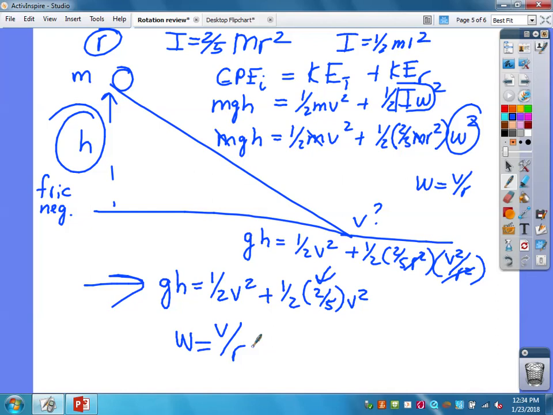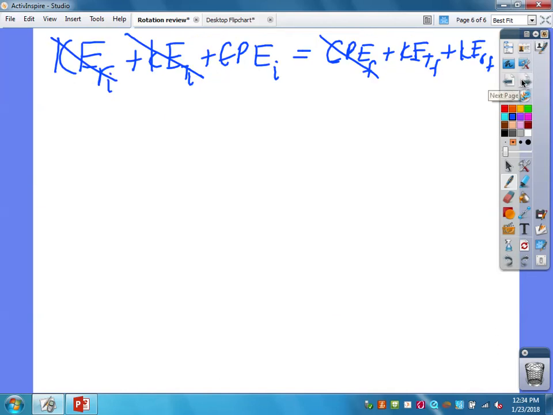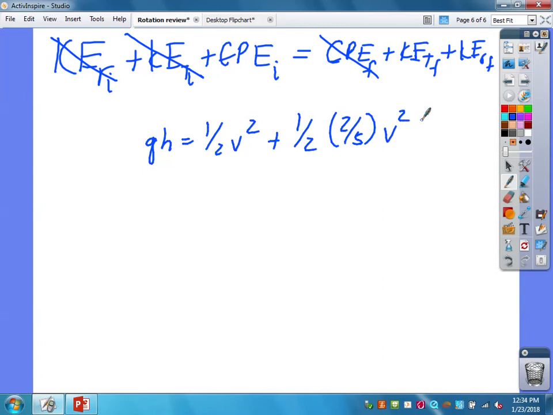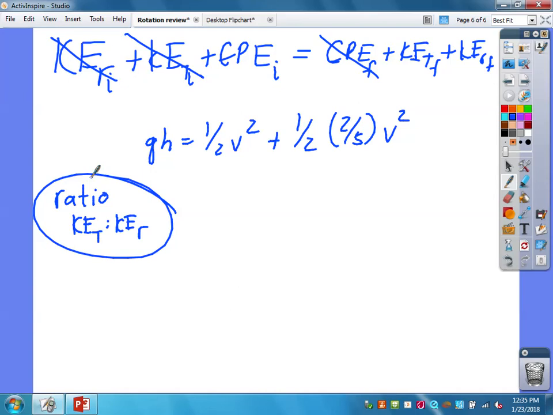The last thing I want to share with this is there are problems. Okay, I'm going to write out this last part again on the next page. gh equals 1/2 v squared plus 1/2 times 2/5 v squared. There are problems where they will say, what is the ratio of translational kinetic energy to rotational energy after it goes down an inclined plane like this? You can go ahead and go through the whole problem and calculate it all, but there's an amazing trick to find this answer by just looking at one formula.